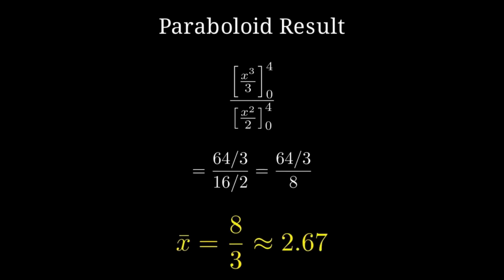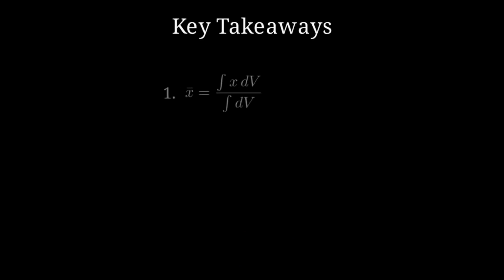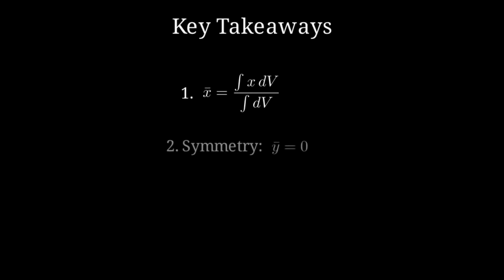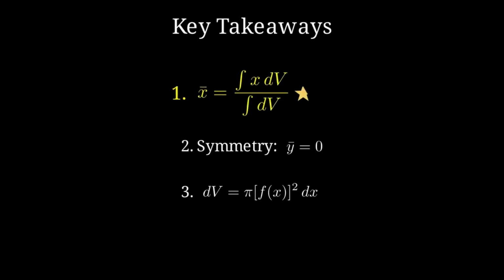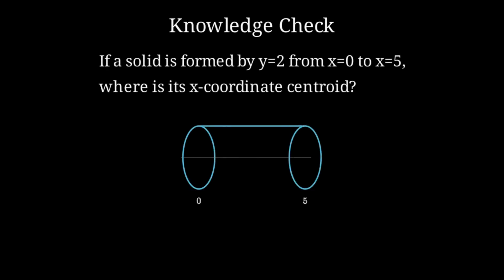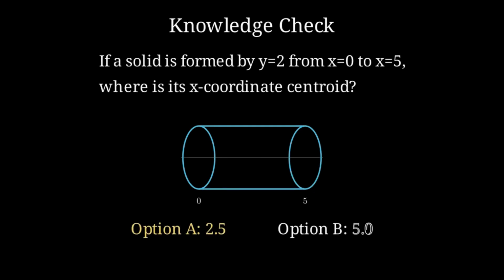This is further to the right than the midpoint, reflecting the fact that the volume grows as x increases. To summarize, always remember that the centroid is the ratio of the first moment of volume to the total volume. Use the symmetry of the axis of revolution to eliminate unnecessary calculations for the other coordinates. Quick test: for a cylinder of length 5, where would the centroid be? Since a cylinder has uniform thickness, it sits exactly in the middle at 2.5.